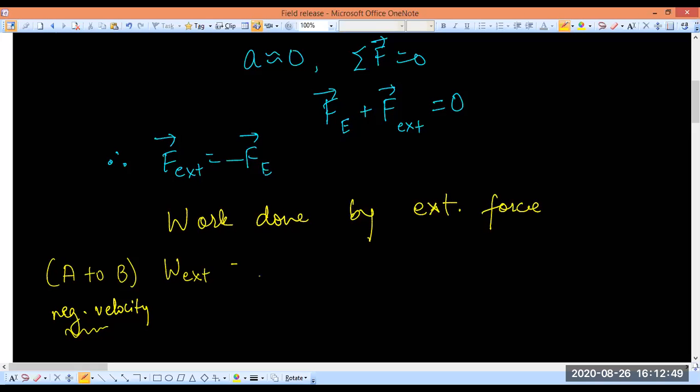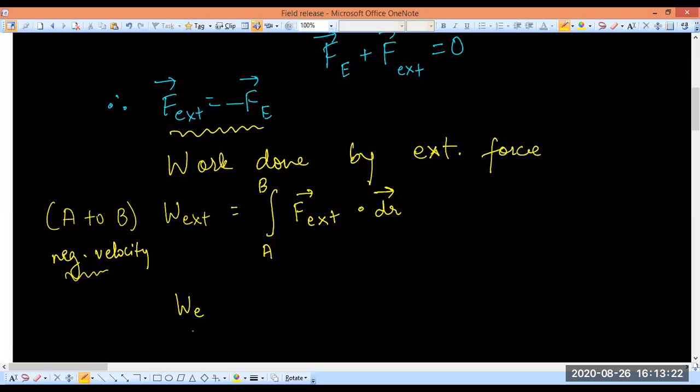So how much is this work equal to? I'm sure you understand that the basic definition of work is as follows: work is nothing but the integration of F vector dot dr, from the point A to the point B. Now, if I use this relation in this equation that I've got, this will give me W external in going from A to B slowly, of course, equal to the integration from A to B of minus F_E vector dot dr, correct?